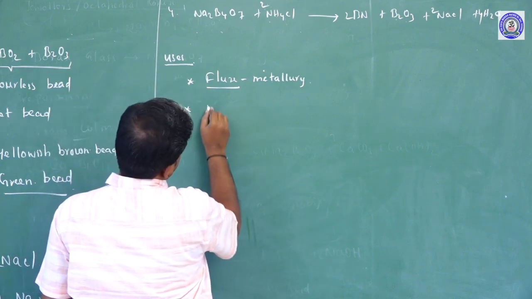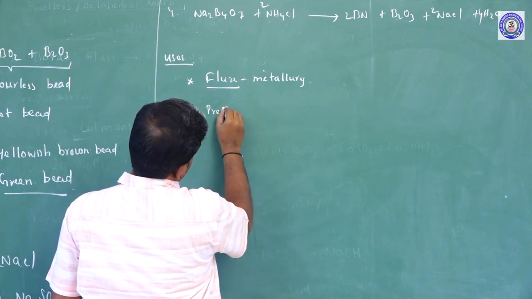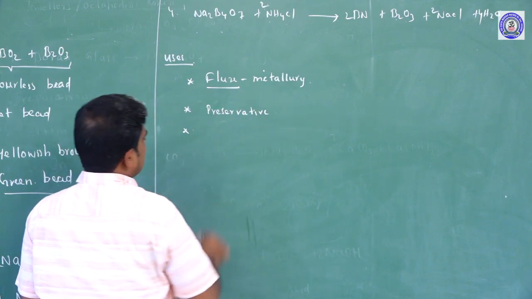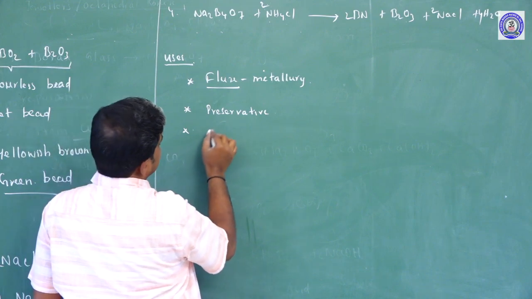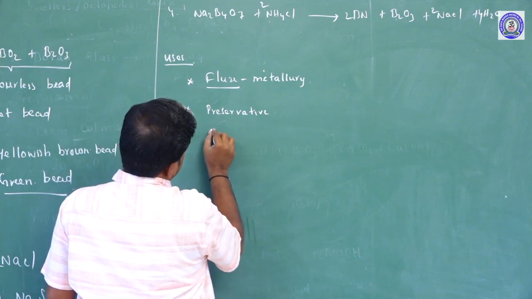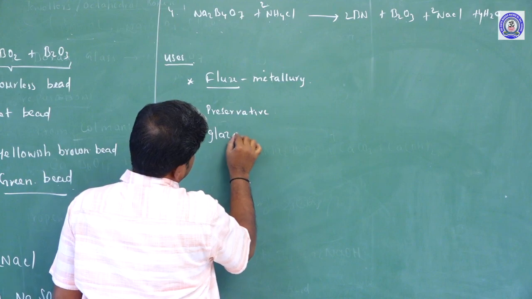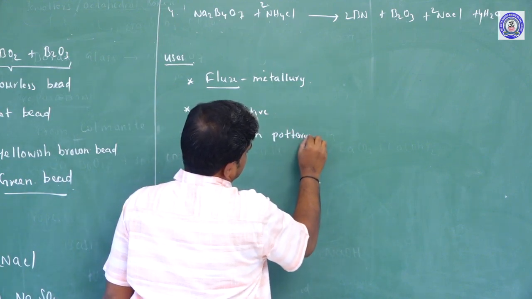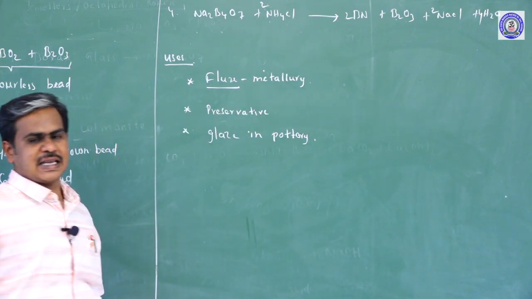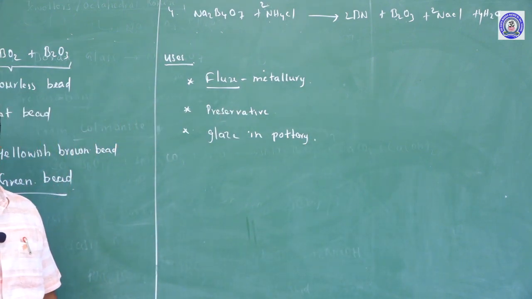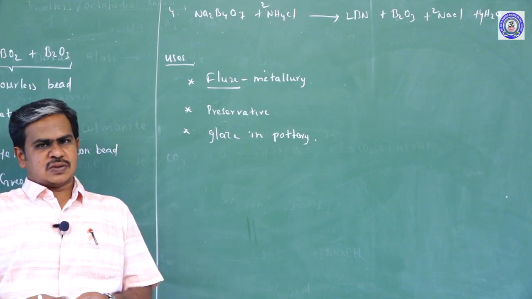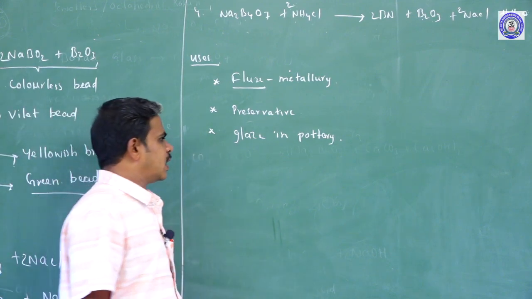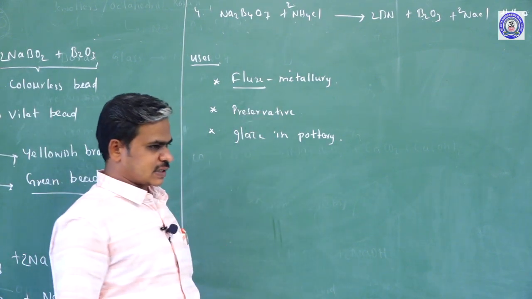And it is used as a preservative. And it is used as glaze in pottery. What do you mean by glaze? It is to put or produce a shiny appearance on household earthenware. Then those are the uses of borax.